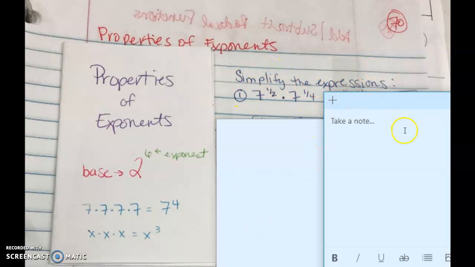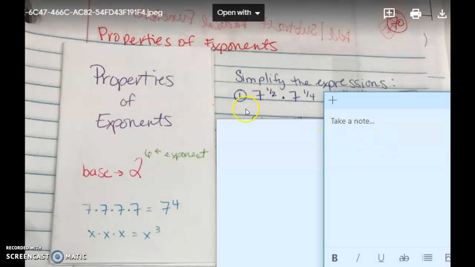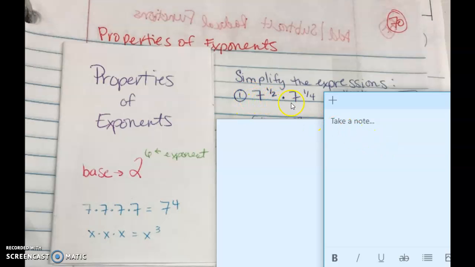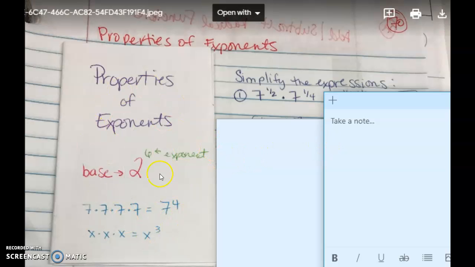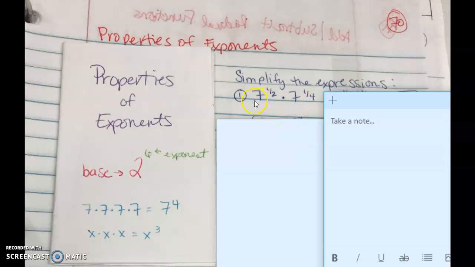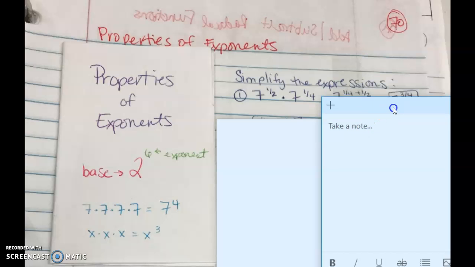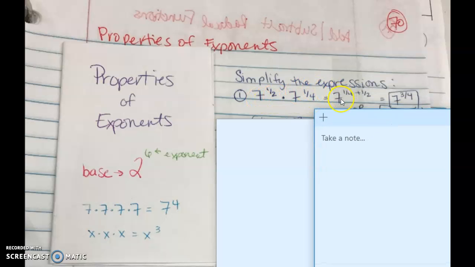Okay, so our first example, we're going to do about 10 of these. The directions are to simplify the expressions. So our first example is 7 to the 1/2 times 7 to the 1/4. Now, you have a rule in your book of property exponents that says if the exponential expression has the same base, you can simply take those exponents and add them. So this would be the same thing as rewriting the 7 one time and adding the 1/4 plus 1/2. When you do that, you get a common denominator. 1/2 turns into 2/4, so you get 7 to the 3/4.